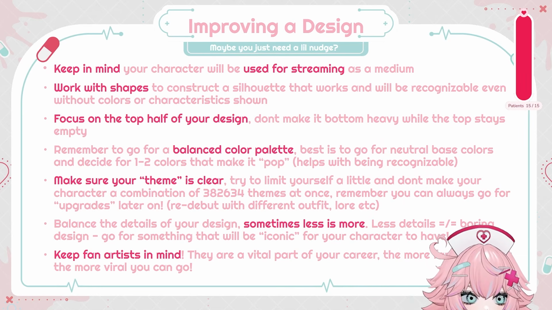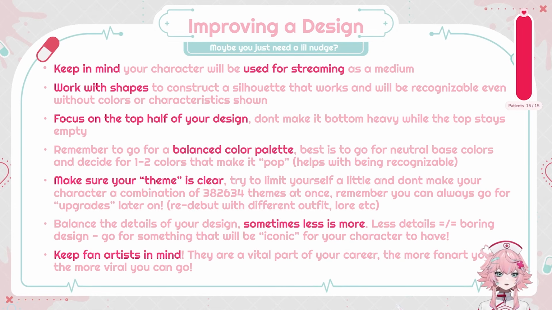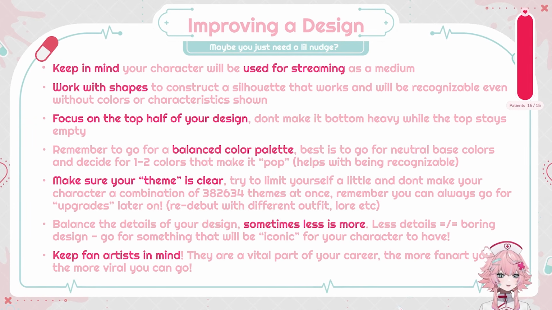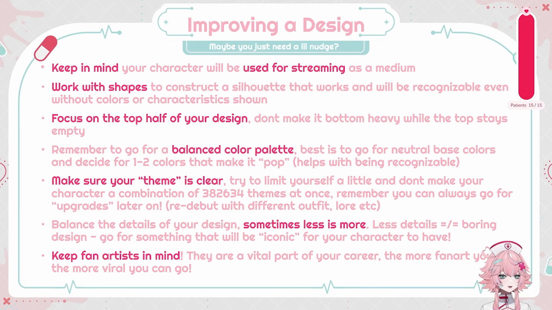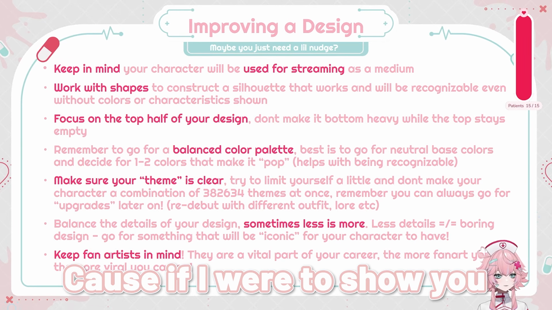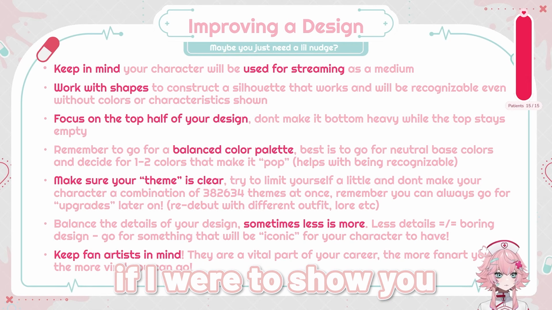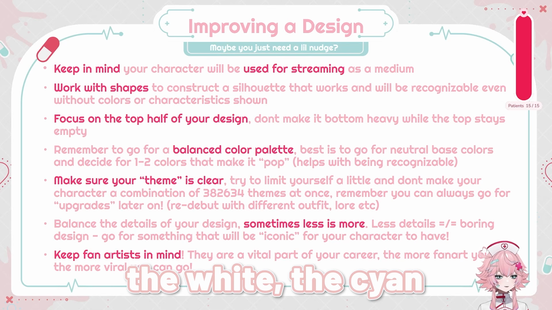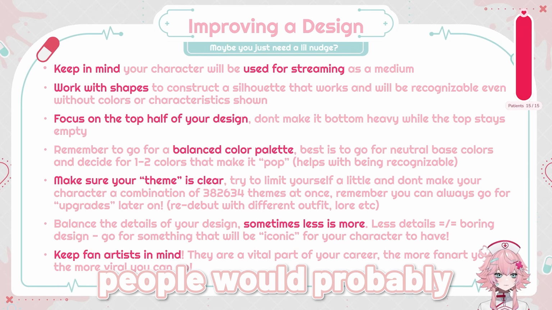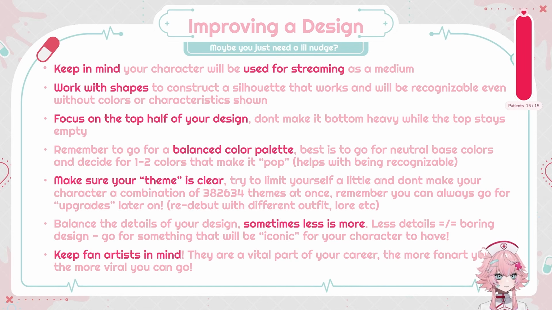Let me just go in here so you guys can screenshot if you want. So I'm gonna become very tiny. Try to work with neutral base colors and decide on 1 to 2 poppy colors to help your design stand out a little bit and make it recognizable. Because if I were to show you a color palette, the one of Hako's belts, okay? If I were to show you the red with the yellow, the white, the cyan, and the black, people would probably associate it with Hako. So your color palette also helps you be recognizable.